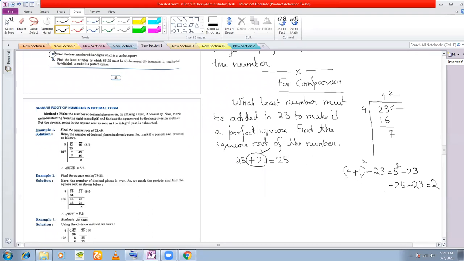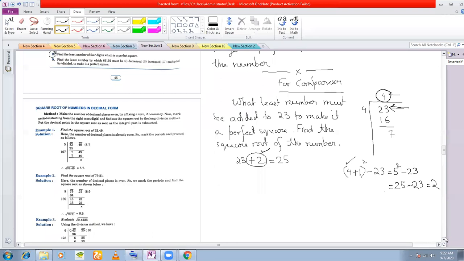Okay, so what we are actually doing? We are adding 1 to this 4, squaring it. So we are getting 4 plus 1 whole square, and we are subtracting from the given number 23. Okay, why are we adding 1? Because we want to get the next square number after 4. What is the next square number after 4? The next number after 4 is 5. And what is the square of 5? 25. That is what we want to do.